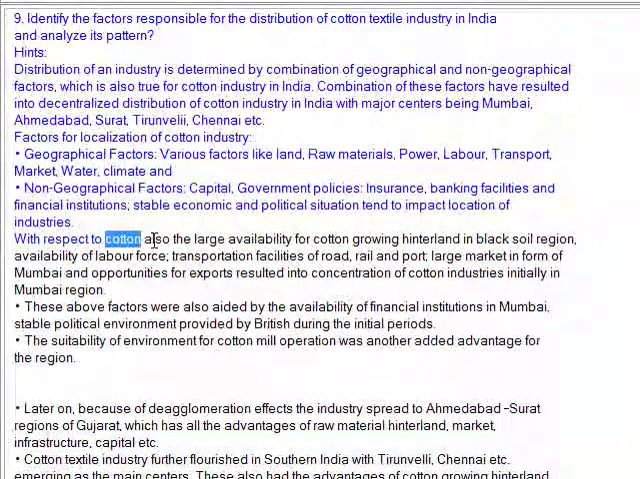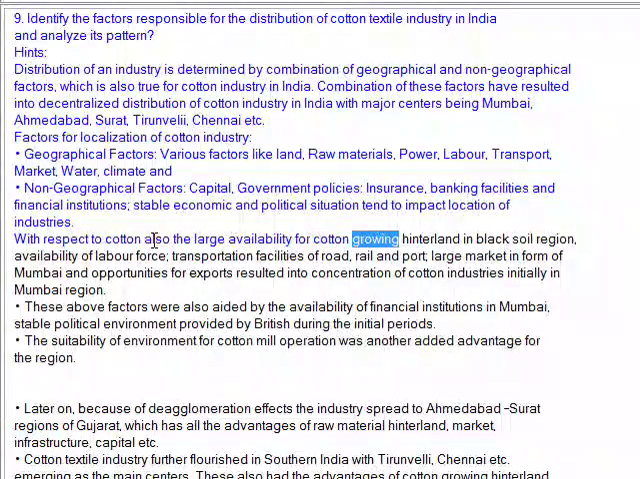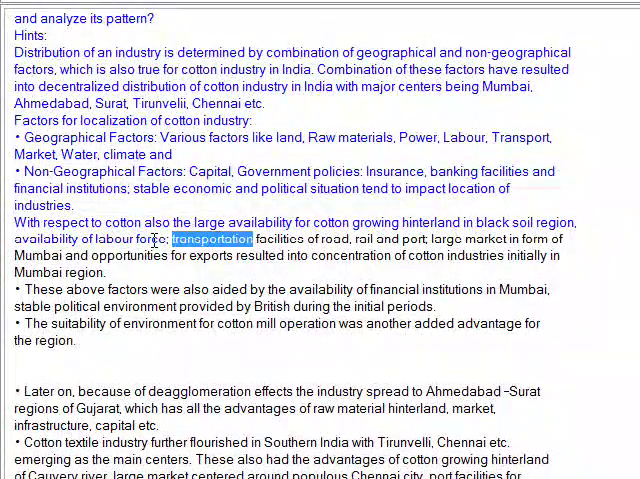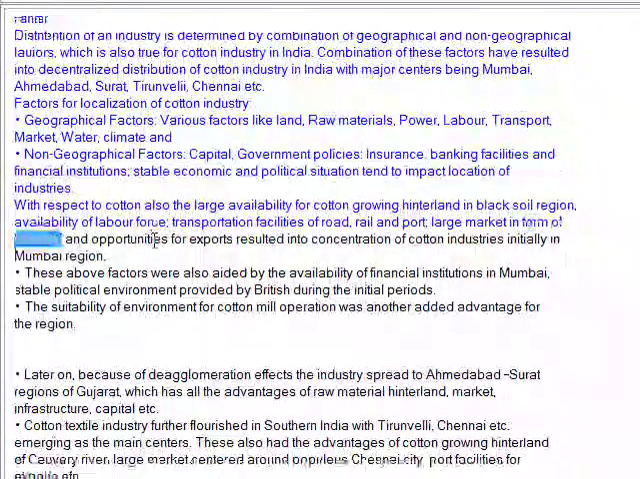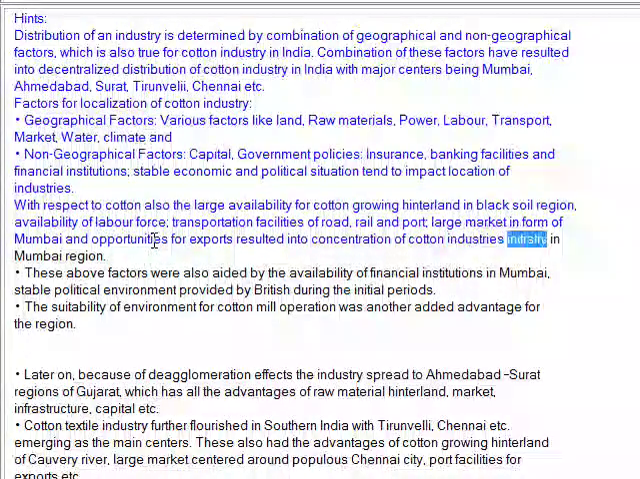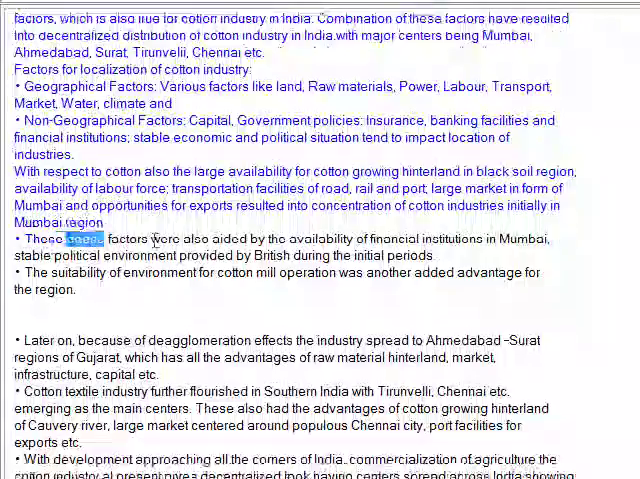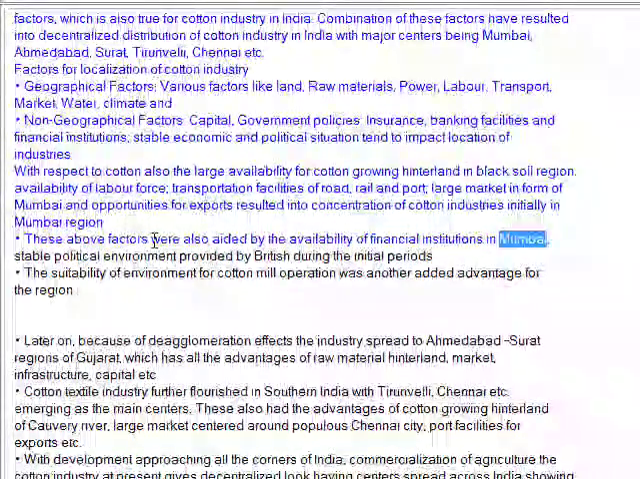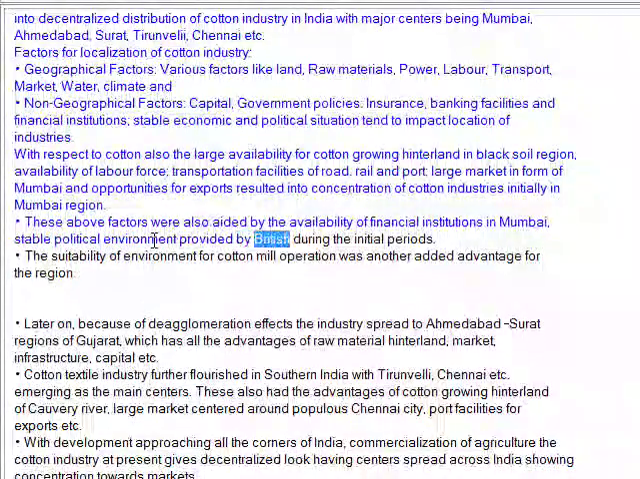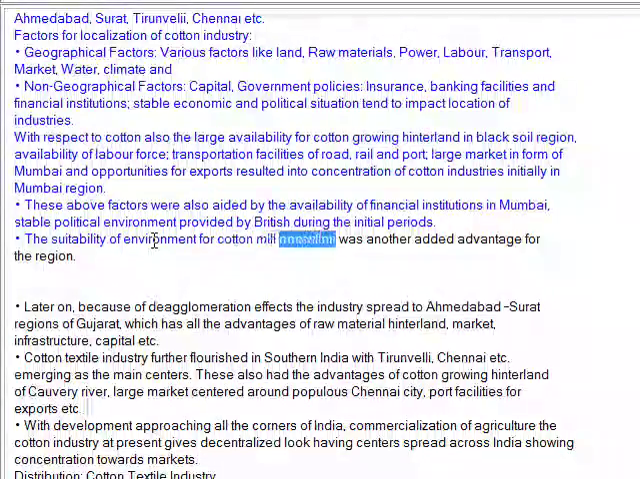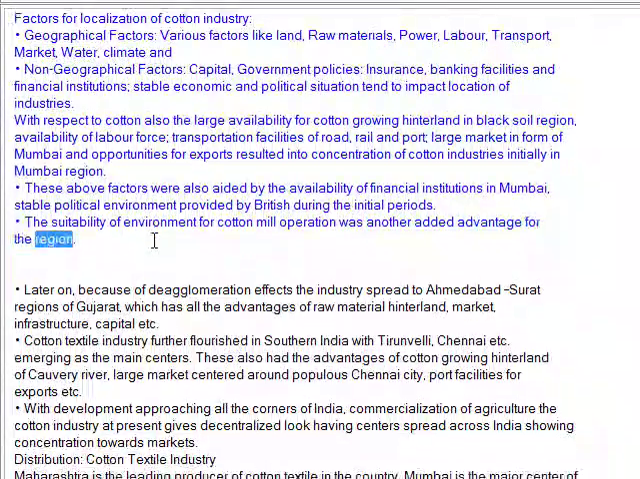With respect to cotton, the large availability of cotton growing hinterland in black soil region, availability of labor force, transportation facilities of road, rail and port, large market in the form of Mumbai and opportunities for exports resulted in a concentration of cotton industries initially in the Mumbai region. These factors were also aided by the availability of financial institutions in Mumbai, and the stable political environment provided by the British during the initial periods. The suitability of environment for cotton mill operation was another added advantage for the region.